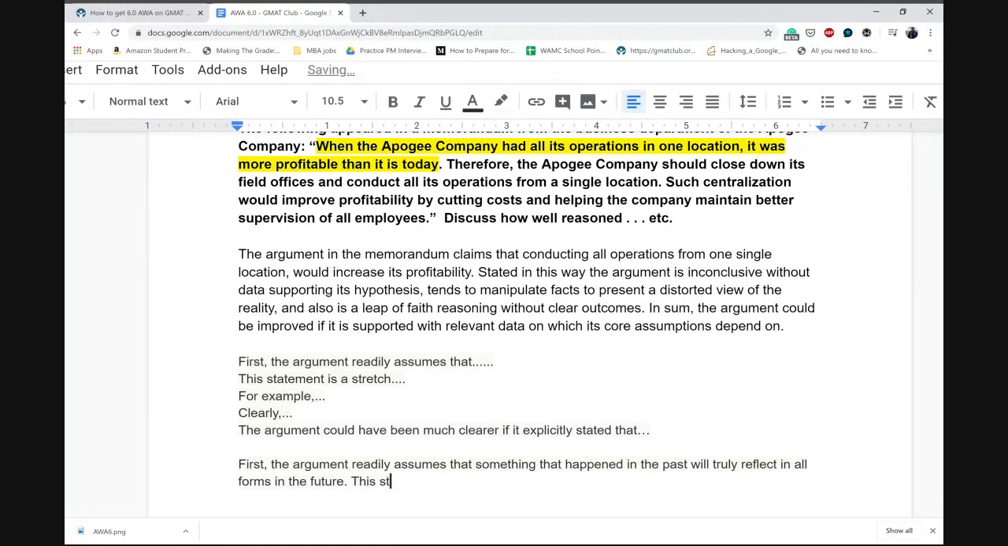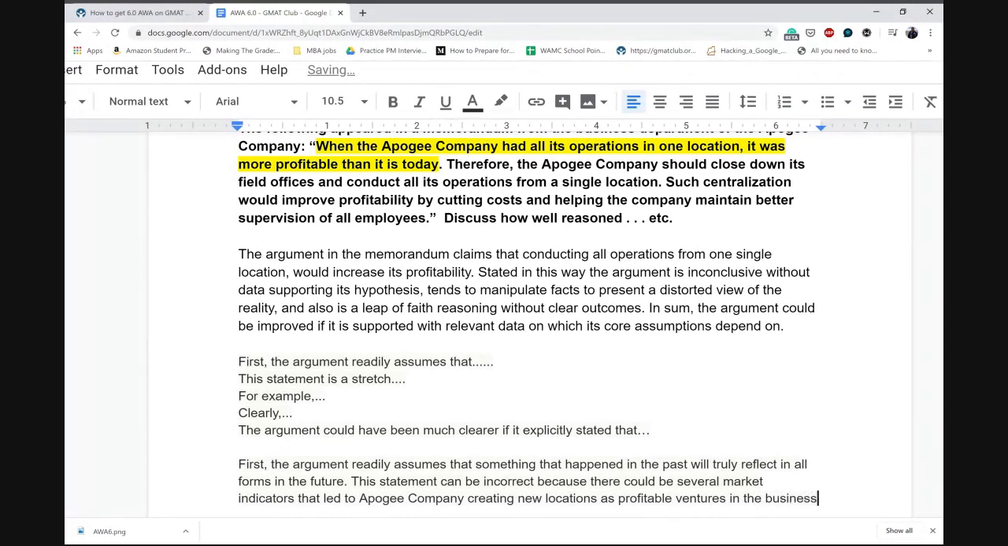This statement can be incorrect because there could be several market indicators that led the Apogee company to create new locations as profitable ventures in the business.